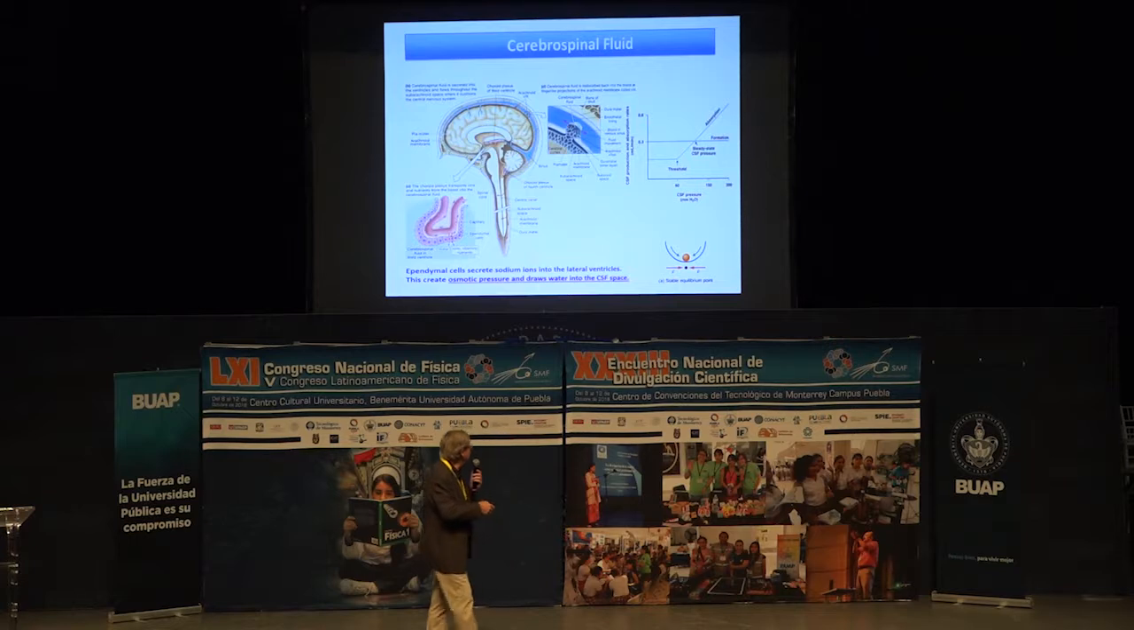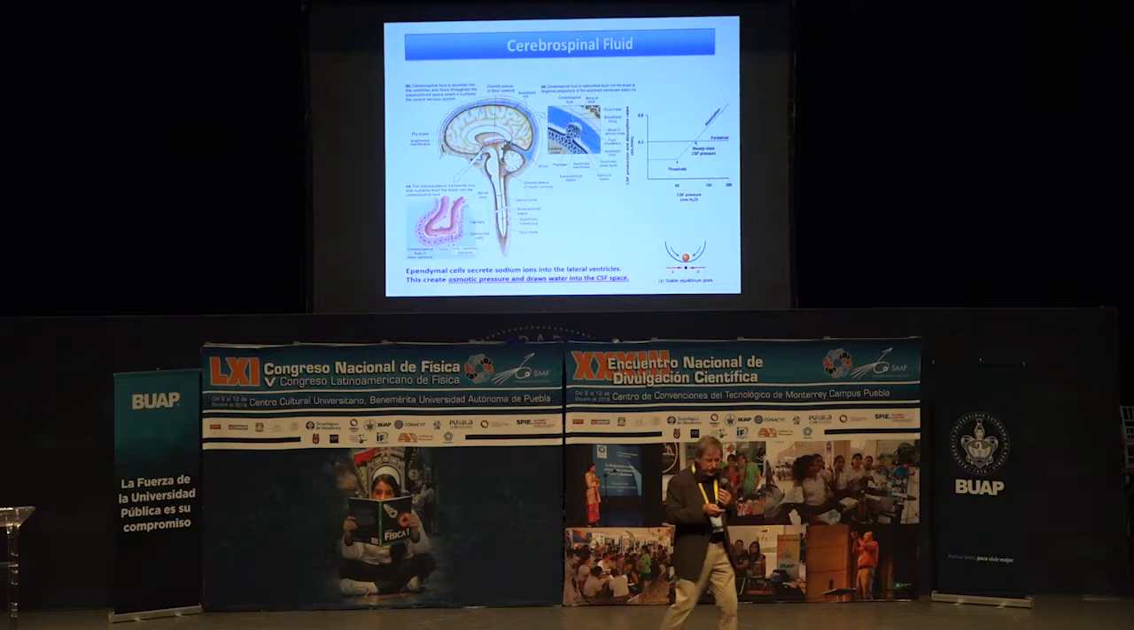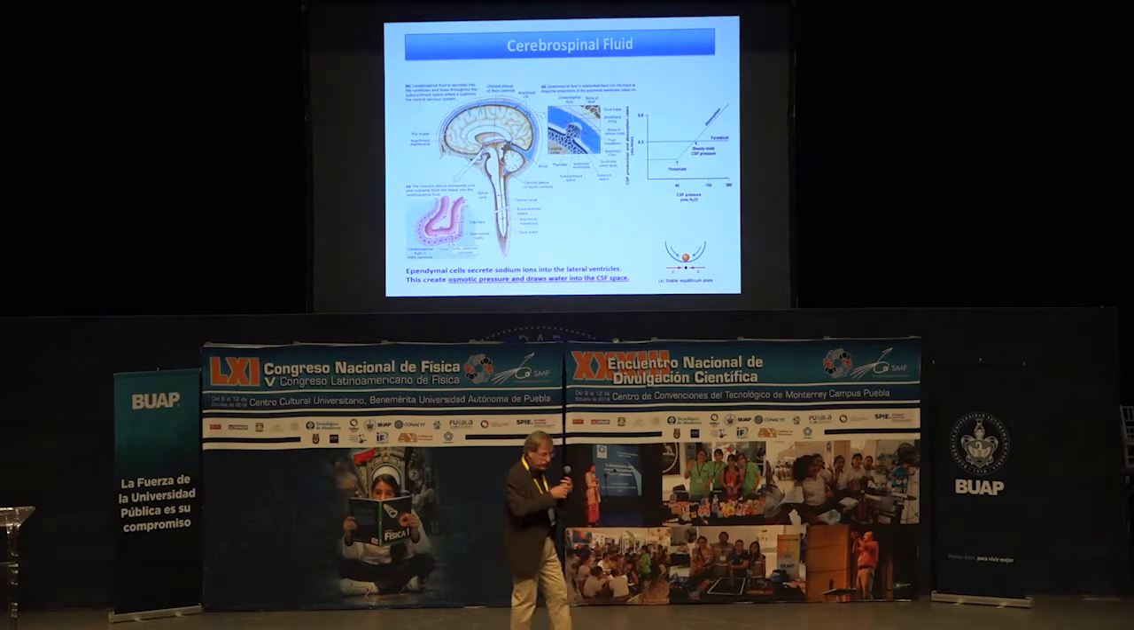So this process is actually a constant process which is only regulated by these cells. And your brain secretes about 0.3 milliliters of this cerebrospinal fluid per minute, every minute of your life. And that is independent of the pressure you have inside your cranial vault, because it's osmotically driven.